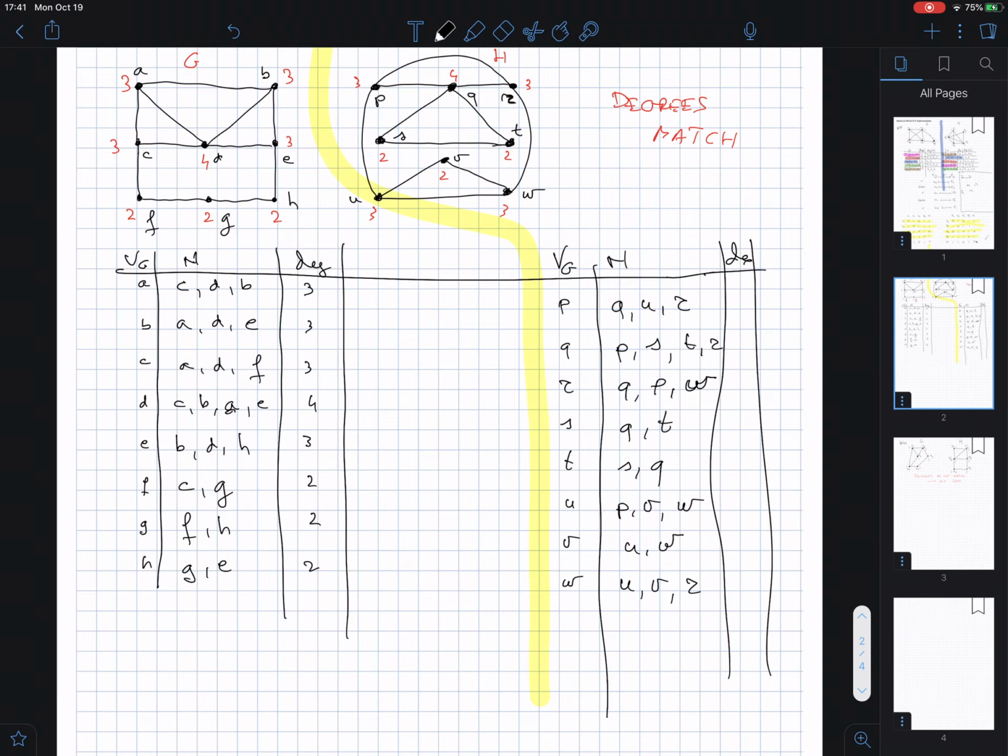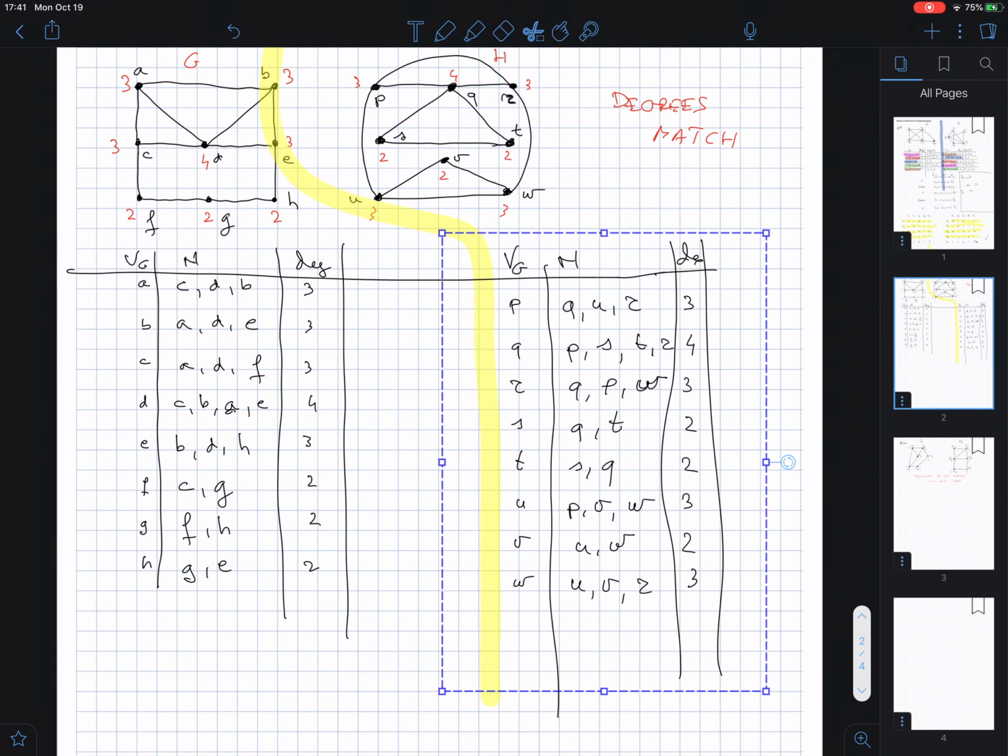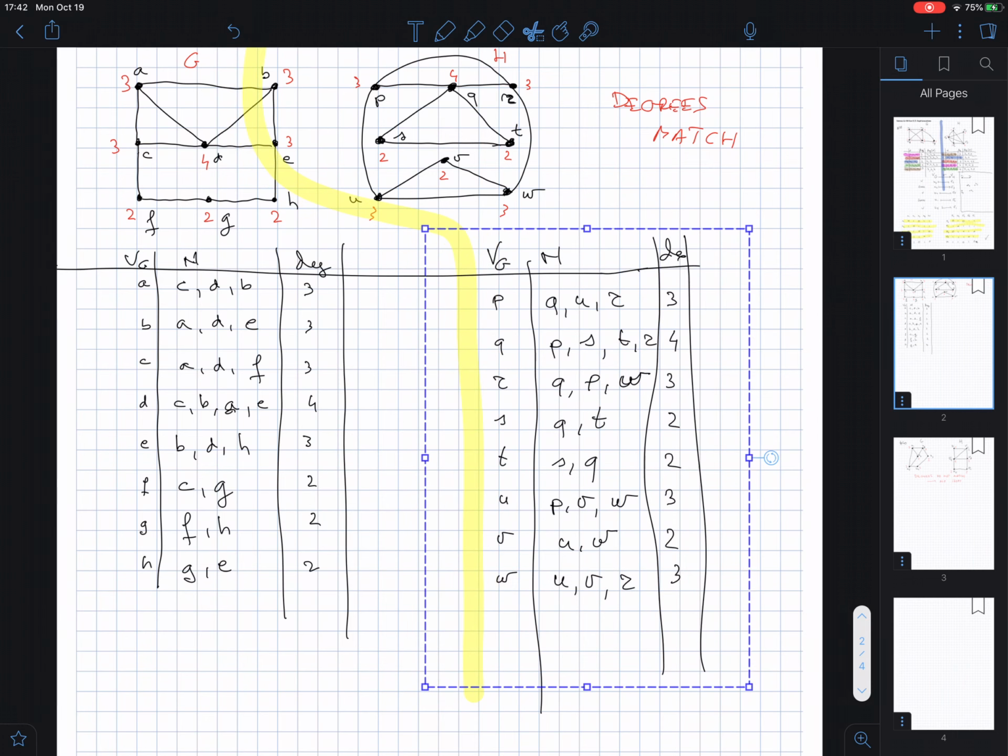I'm going to run a bit out of paper here. I'm going to have to move this whole thing, no problem. The degrees are 3, 4, 3, 2, 2, 3, 2, 3. Okay, I get the same amount as I wanted. As I said, let me move this around a little bit. Yes, okay.